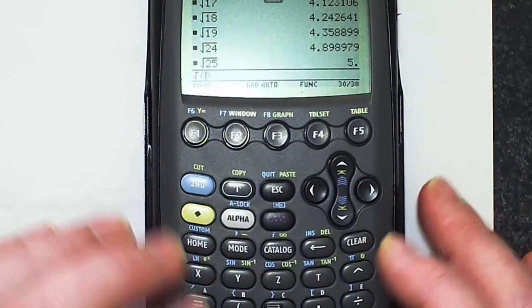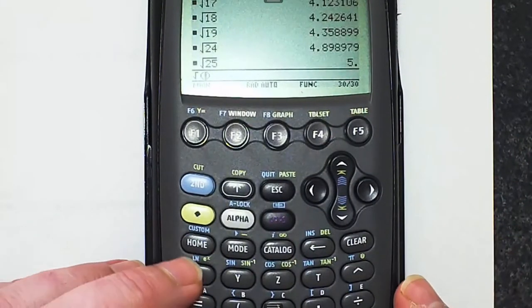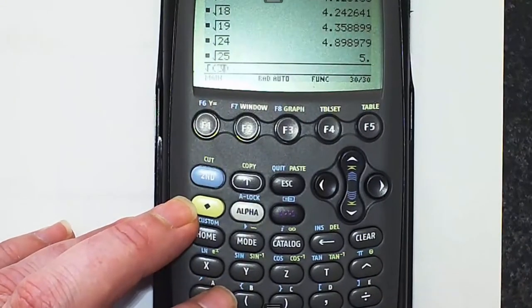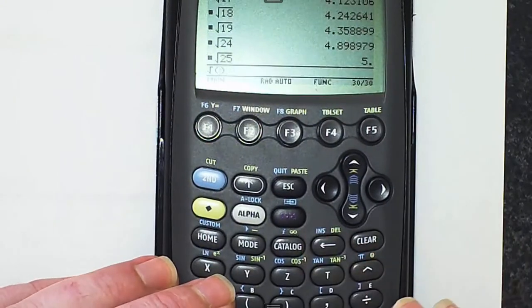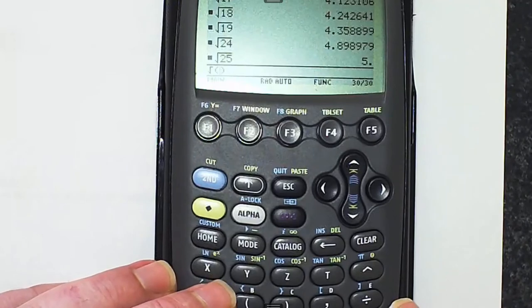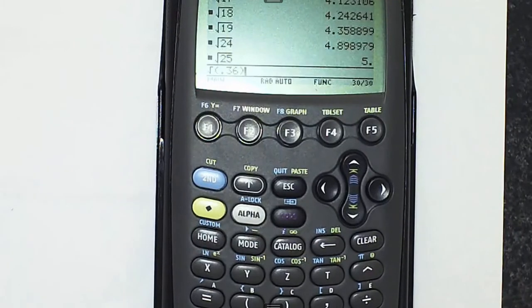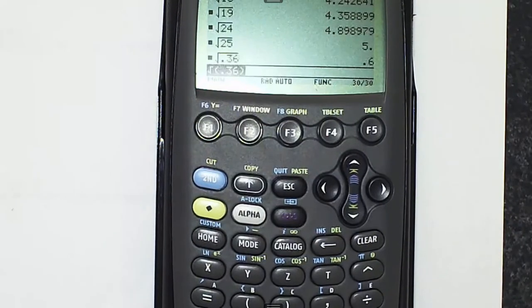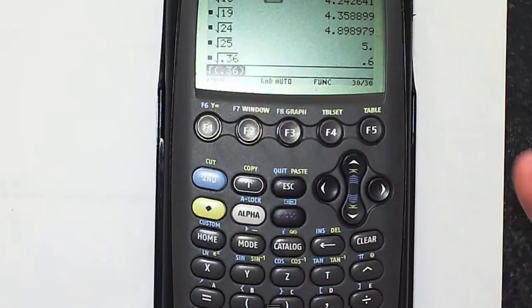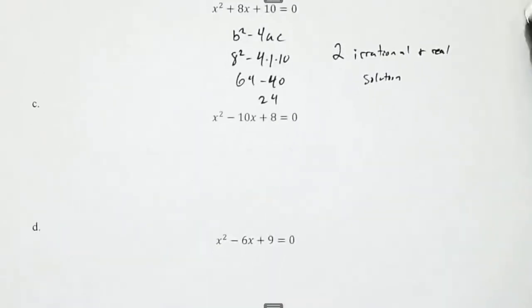Okay? You can get decimals in the square root. For example, if I take the square root of 0.36, can I think of a number that times itself gives you 0.36? Yeah, 0.6. So you can have decimals, it's just they still have to be perfect squares.